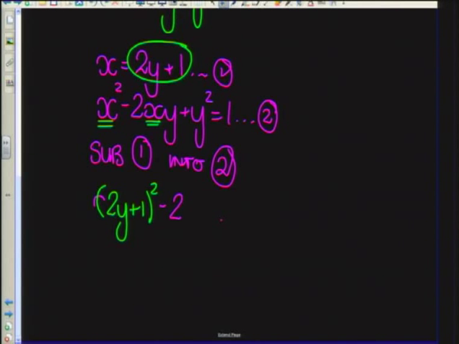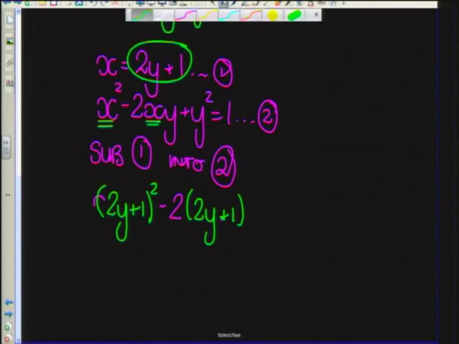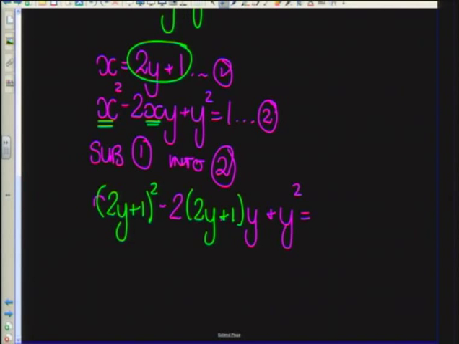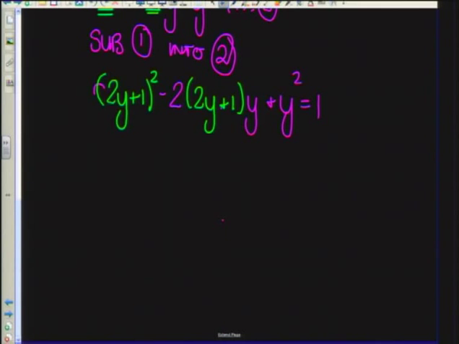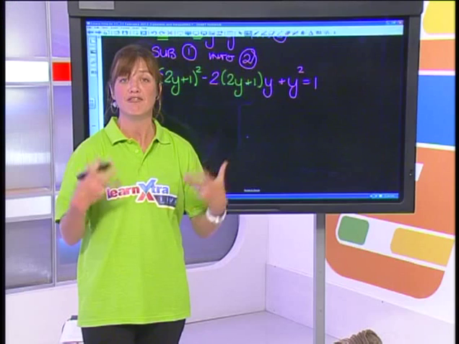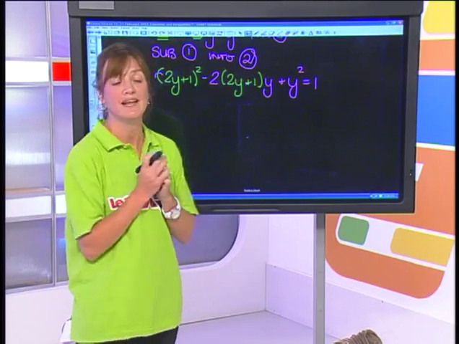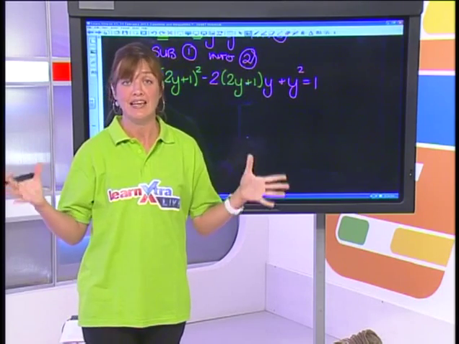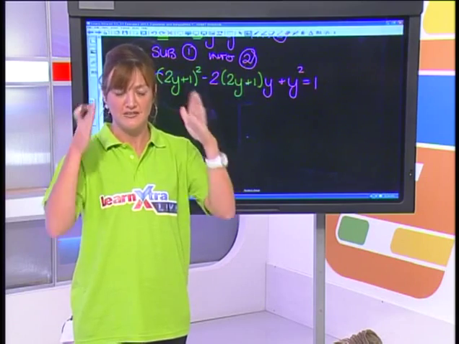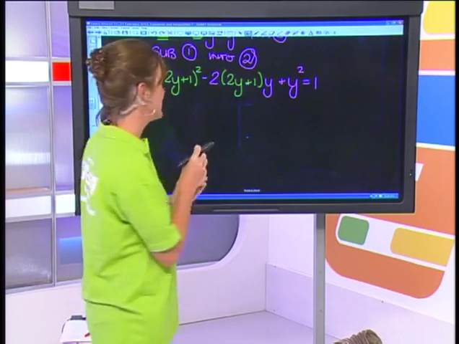minus 2. Instead of x, remember x is going to be 2y plus 1, and multiplied by another y plus y squared equals 1. Okay, so I hope you guys can very clearly see what I've done over there. I've just replaced every value for x with this new value of 2y plus 1. Now it's a case of careful working out. You've really got to just stay focused and not make any silly mistakes.